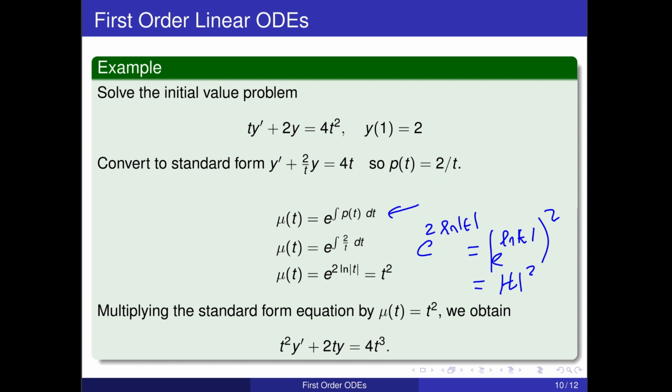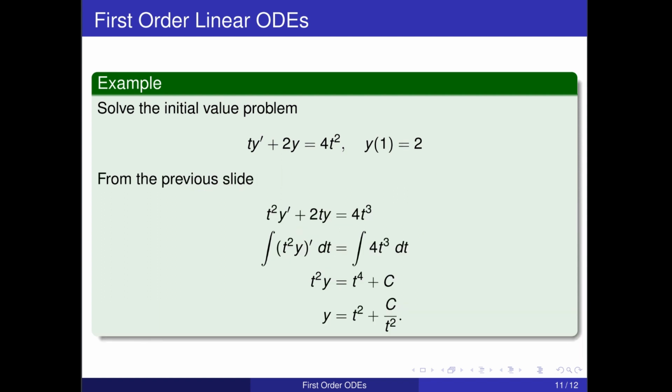And so what we want to do is multiply the entire equation by t squared. Remember, we're multiplying the standard form equation by t squared, not the original equation. So that's why we end up with t squared times y prime plus 2t times y is equal to 4t cubed. All right, and now we just want to integrate both sides. Okay, so here's where we were at from the end of the previous slide. And now we want to integrate both sides with respect to t.